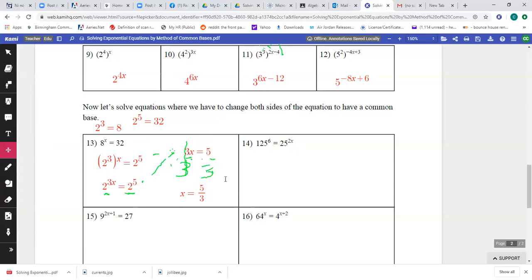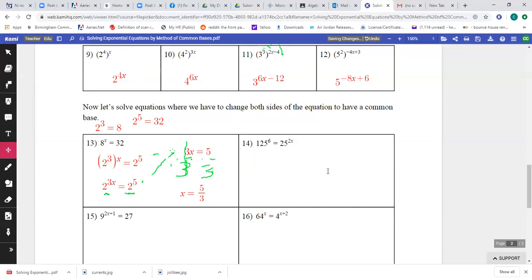So this is a brand new process to, I think, all of you, right? So we kind of have to go through this multiple times until we get this. Once again, the whole idea is to make the left side and the right side have the same base. Then you just set the exponents equal to each other, and then you solve for the variable after that. So let's look at number 14. I have 125 to the 6th, and I have 25 to the 2x.